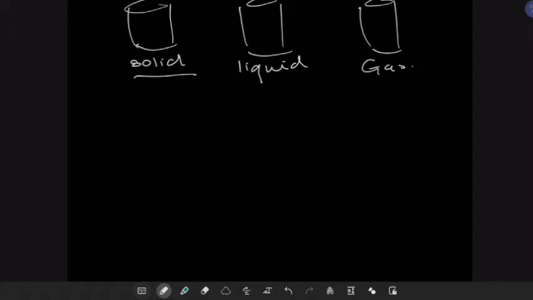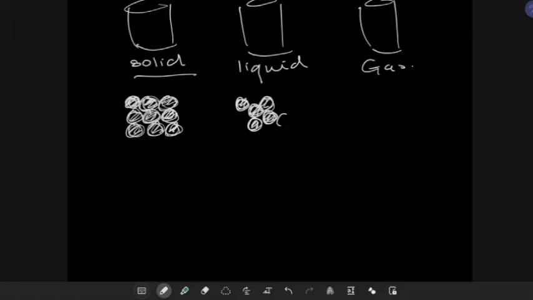For solids, the particles look like this. They are arranged regularly, or you can say they are in a lattice arrangement. For liquids, the particles are touching, but they are not in a regular arrangement, as you can see here. For gases, the particles are far apart.